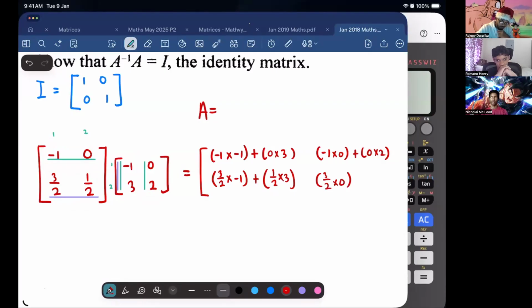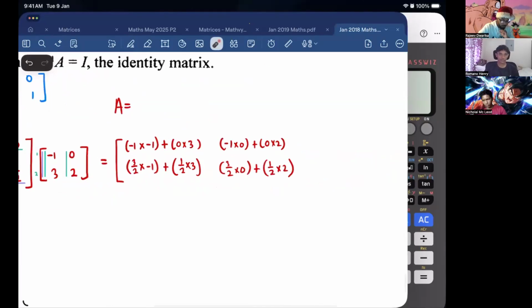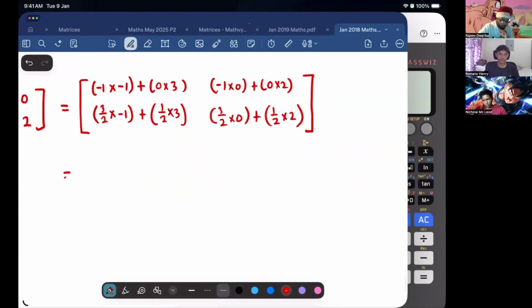Right. So you see what I'm talking about? Yes, sir. Plus what? A half times 2. A half times 2, right? And if anybody is confused, what is the second element there? A half. What is the second element in this column? 2. Right, a half by 2. So I hope that clears up any confusion that might be there, right?